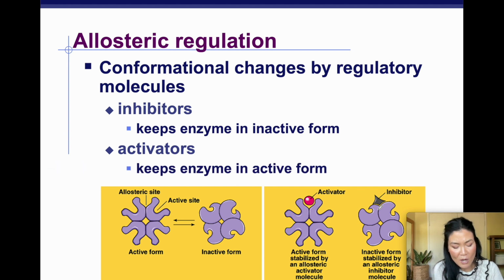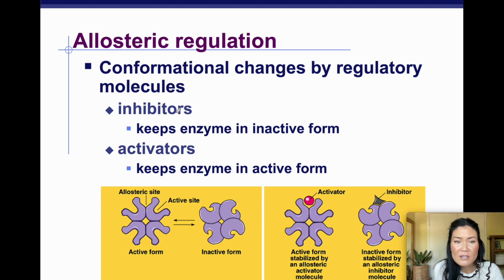So when we were talking about allosteric, right? It's a site other than the active site. So inhibitors, when they bind to somewhere else on the enzyme, can change the shape of the active site, and it causes the enzyme to be inactive because the substrate can no longer bind.